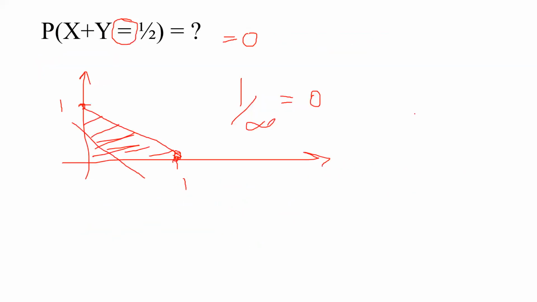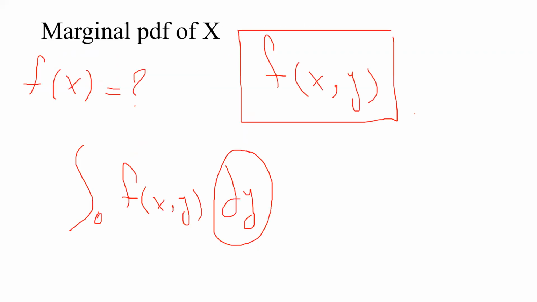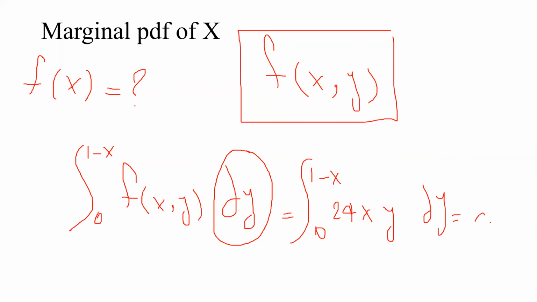So that's why, based on y, I understood that I should consider 1 minus x here, you see. And here, what is exactly fxy? It is 24 times xy dy, and then you find the final answer. I'm not going to show the details of the calculations because they are related to calculus. Please go through that if you have any problem with it.